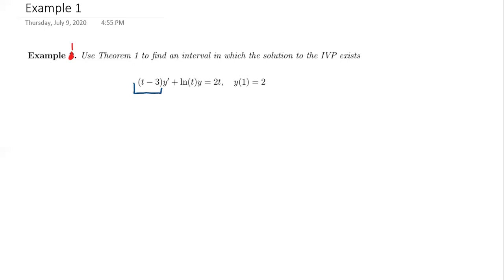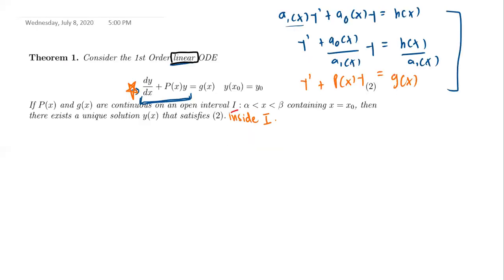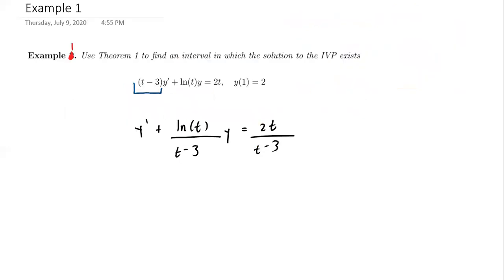If I do that, what do I get? I get y prime plus ln of t divided by t minus 3 times y equals 2t divided by t minus 3. Since we're dividing the left-hand side of the equation, we also have to divide the right-hand side. So that's the first thing you want to do: make sure that your differential equation is in the right form, where you've divided by whatever is in front of the first derivative. We checked it's linear, and we put it in the right form.